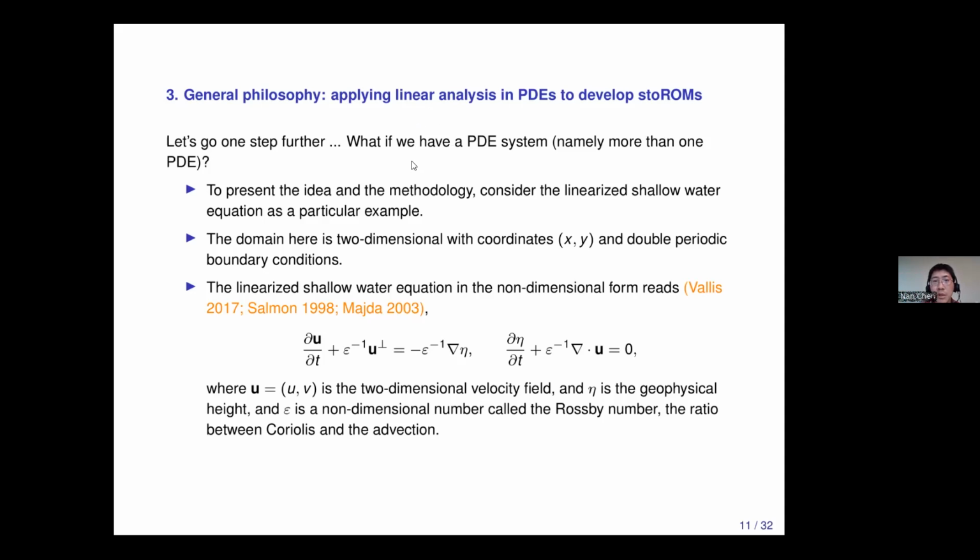So I try to show the idea using the linearized shallow water equation, and we can consider the two-dimensional domain with periodic boundary condition. So just think about this PDE. You have a two-dimensional velocity field. You have a height, which is the shallow water height. So essentially, you have a three-dimensional system, right? And this epsilon is the Rossby number, which is the ratio between the rotation and the advection.